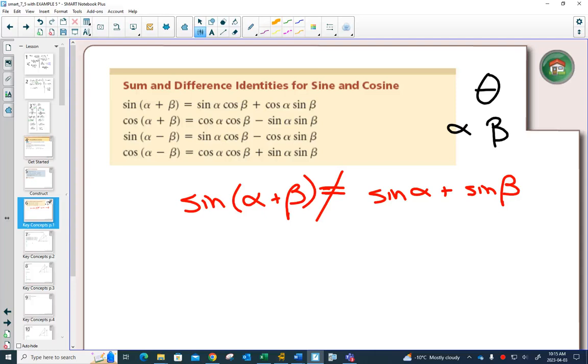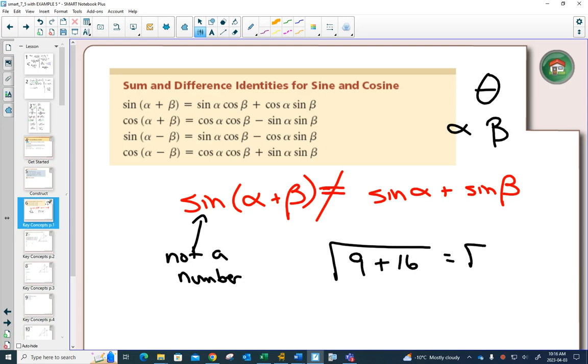You are allowed to distribute if this is a number. But sin is not a number. It's a function. It does something. Here's another example of something you're not allowed to do. If you are adding, say, 9 plus 16, can you do the square root of 9 plus the square root of 16? Are you allowed to? No, because the square root is a function. It does something different. This is also not equal to each other.